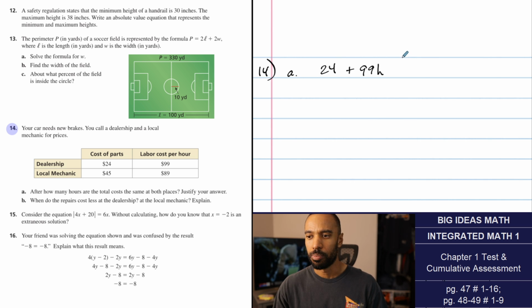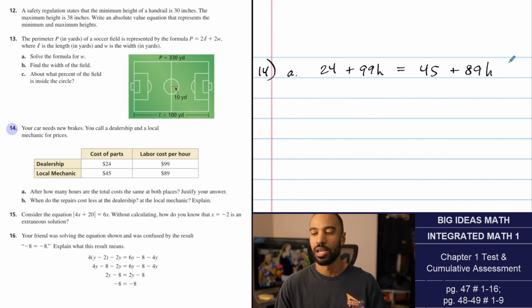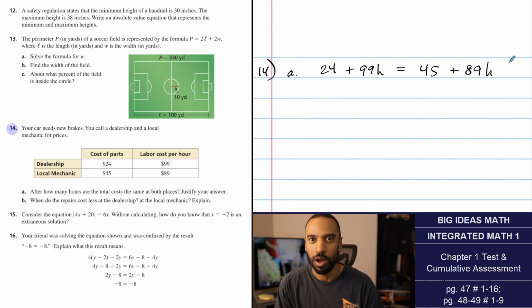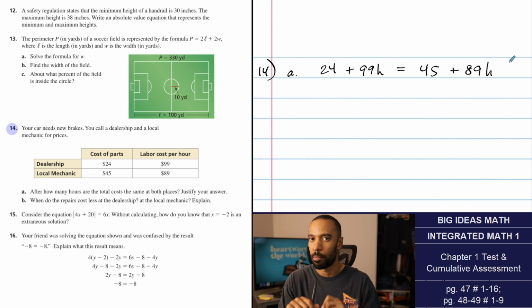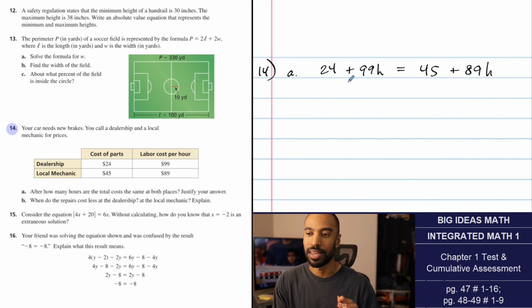They're getting new brakes. So this is how much you're going to spend at the car dealership, and it depends on the number of hours. Now, let's set it equal to the local mechanic's upfront cost of parts, $45, plus $89 per hour times the number of hours. We're setting them equal because we're trying to find what value of H you spend the same amount. So we have to solve for H.